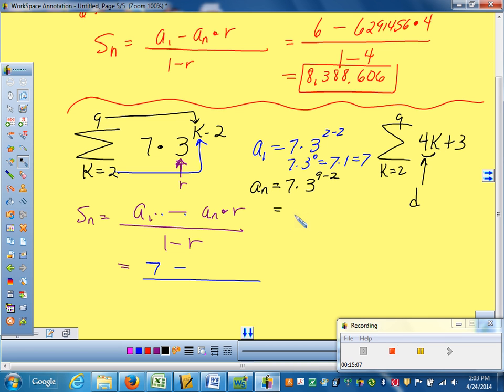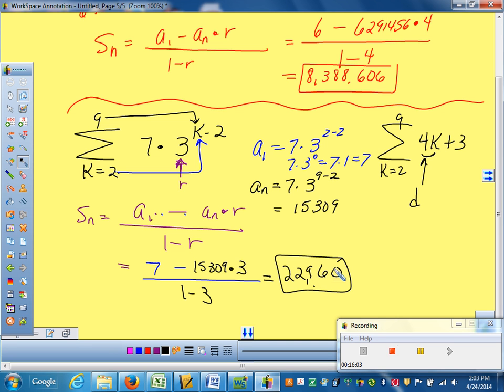$15,309. So, okay, that's your last term. How do you get your ratio? It's the base number. Ratio is 3. So it'll be over 1 minus 3 then. And get out your calculator, it's your friend. This actually doesn't come out as horrible as it looks. It should come out 22,960. So, really isn't all that terrible once you figure it out.